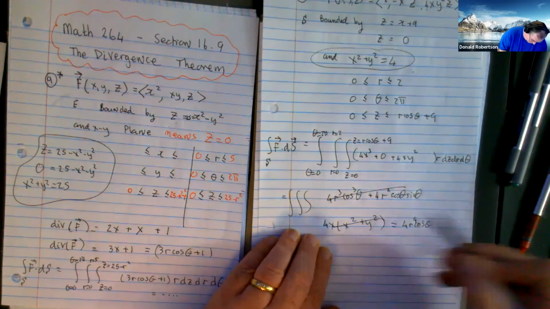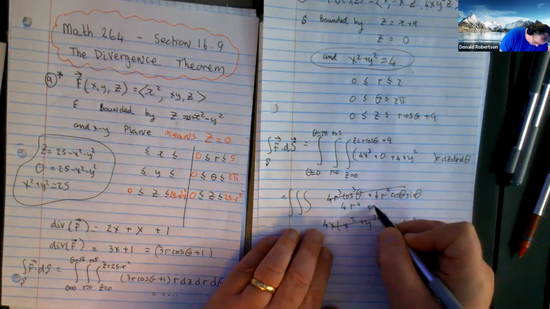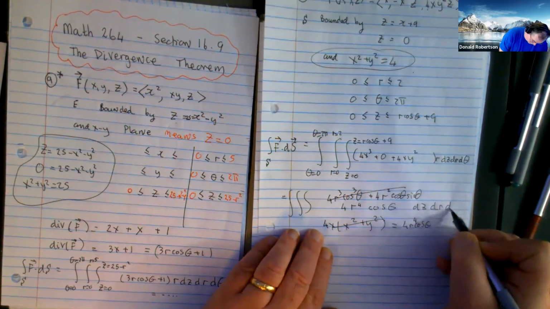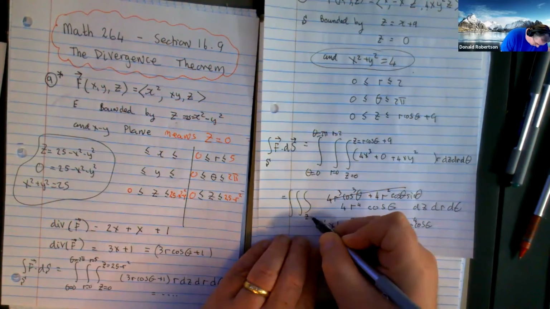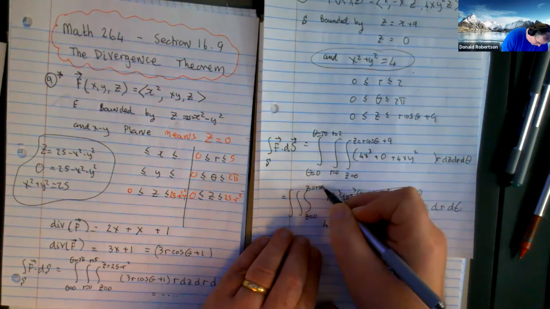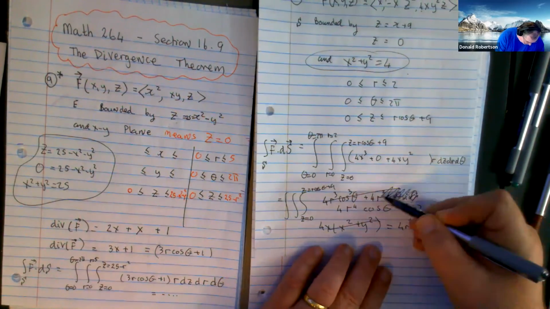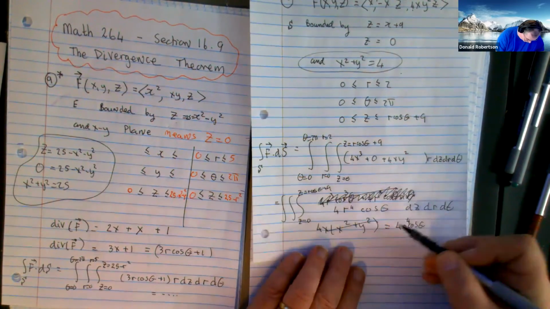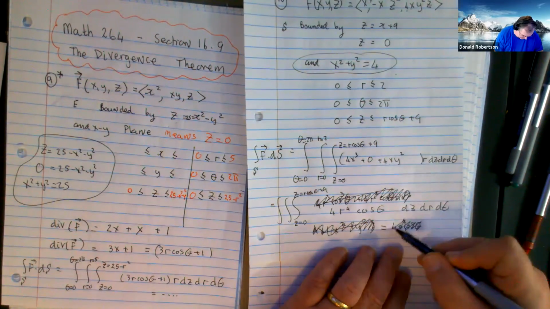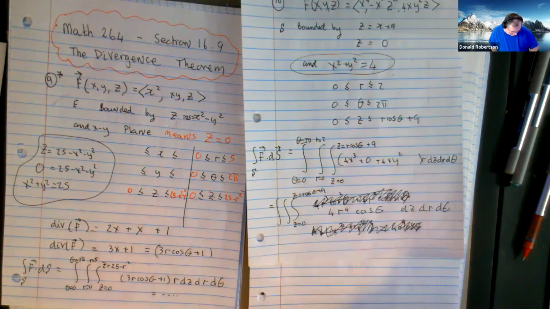So 4r to the 4 cosine theta. Do the z's, do the r's, do the thetas, and the z's are going to go from 0 to r cos theta plus 9. So pulling out the 4x was a really cool piece of algebra, because everything in there just turned into that when you add the extra r.